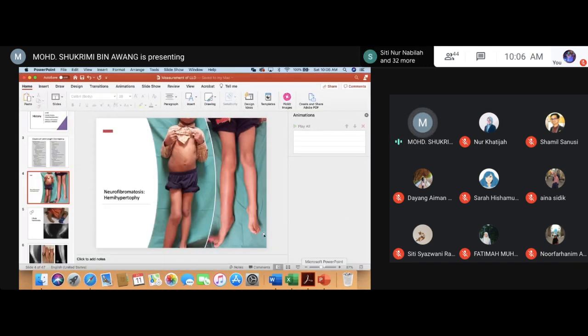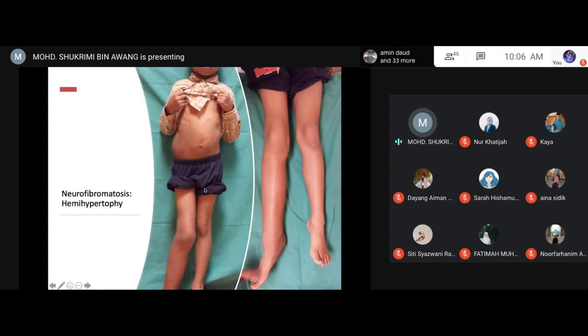So, what do you notice here? I agree with the pathology on the right lower limb. What are the findings? Bone enlargement. You don't know whether it's bone or not, but it's hypertrophy, like bigger. You see that the leg is bigger. What else? You see the level of the heel, bigger and longer, right?